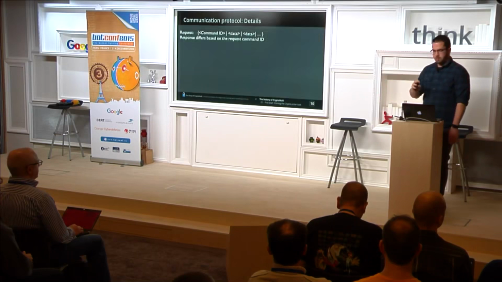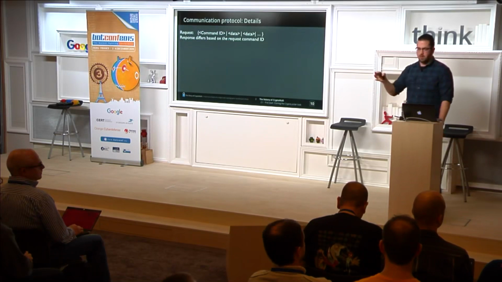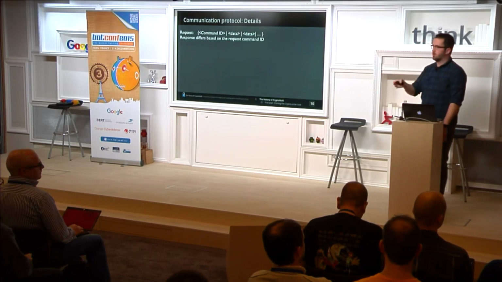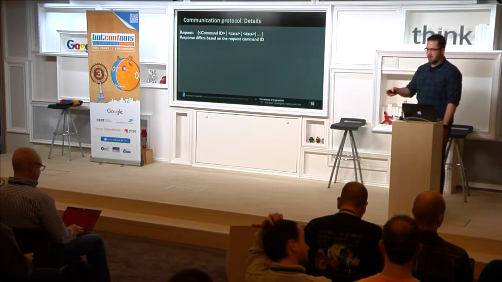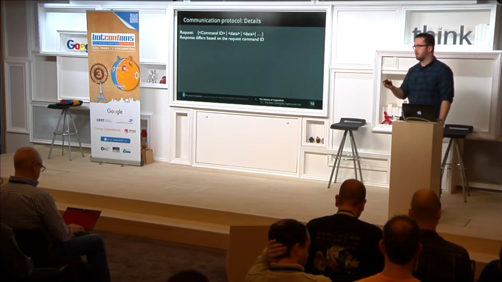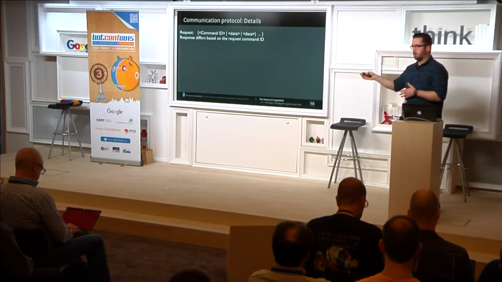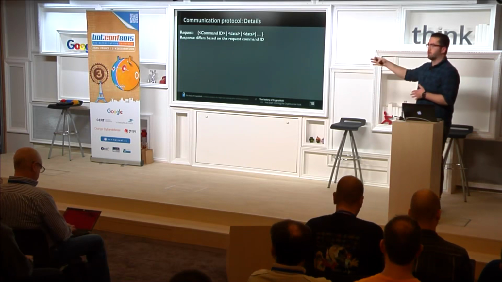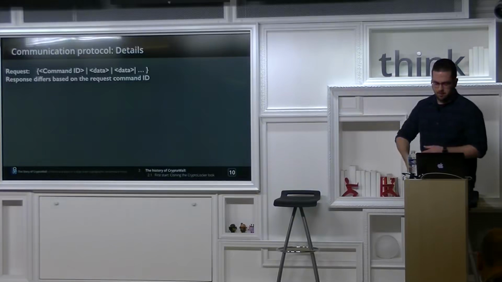So the protocol itself is actually pretty simple. It's just the curly brackets. In between that, the first thing is always the command ID, and after the command ID, you have data. You can see it as parameters to a function. So the command ID is basically a function, and whatever comes after it with the pipe symbols are just the arguments for these functions. Pretty simple.